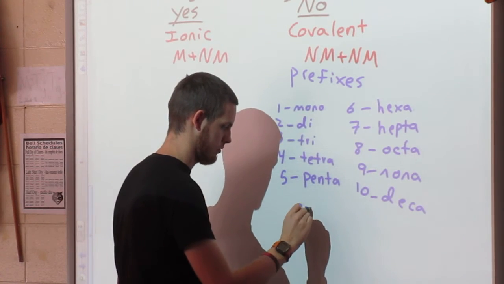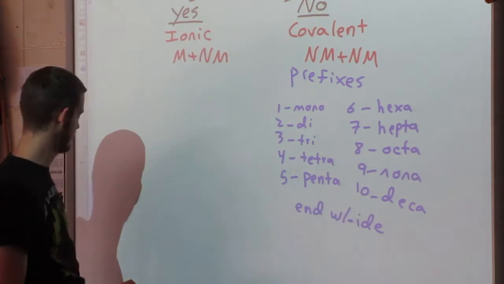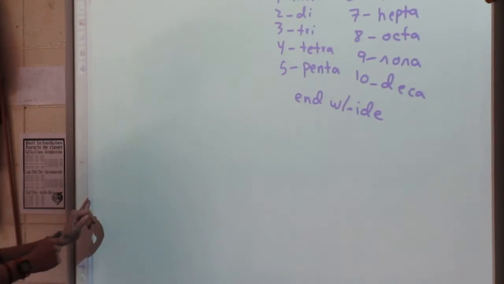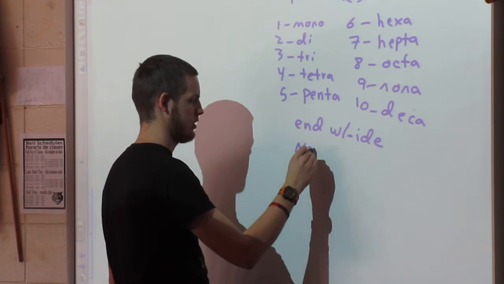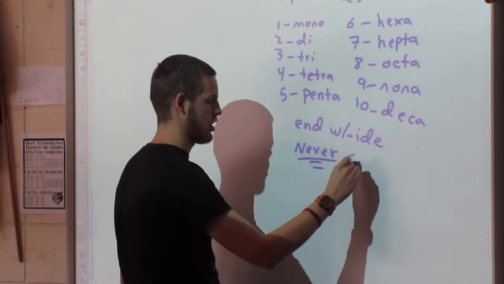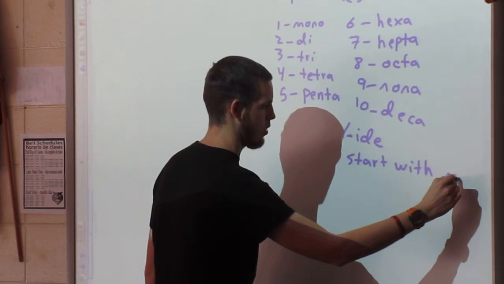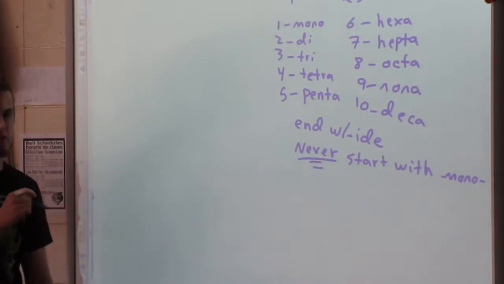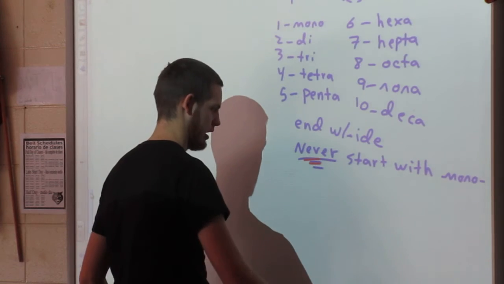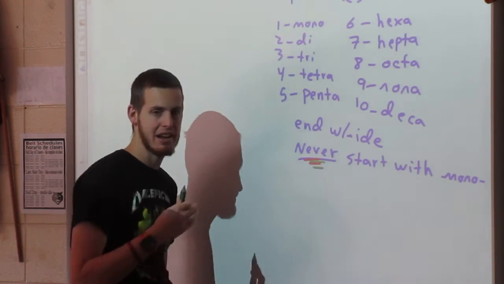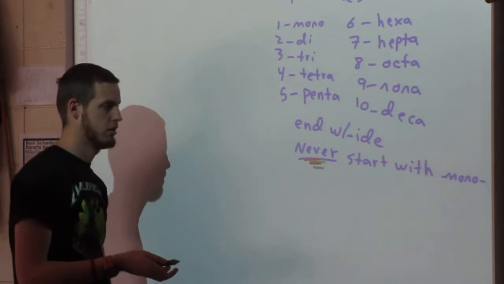So, first and foremost, okay? They end with I. Straight with I. And never start with mono. Okay? You can put mono in the middle, but you can't put it at the beginning. It is redundant. For example, carbon monoxide, something that we've all heard of. It's not monocarbon monoxide, it's carbon monoxide. Just keep that in mind.